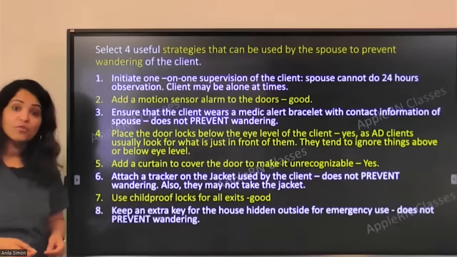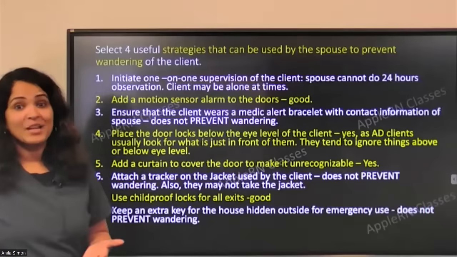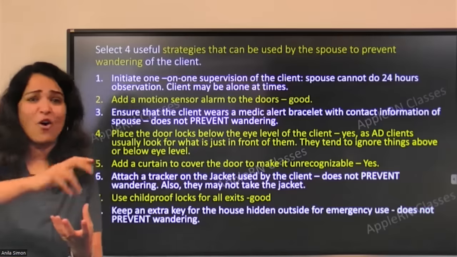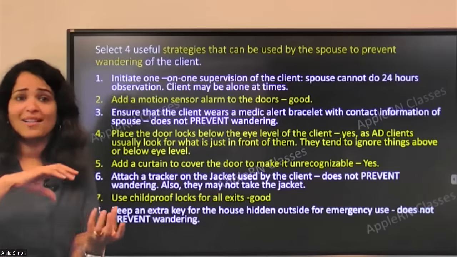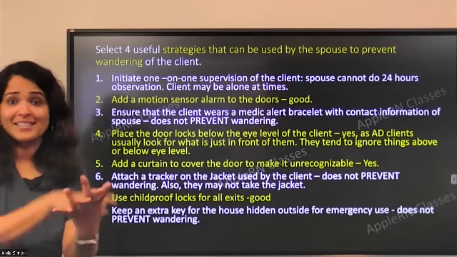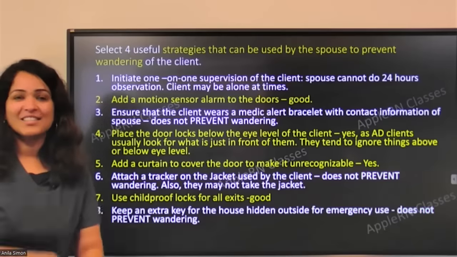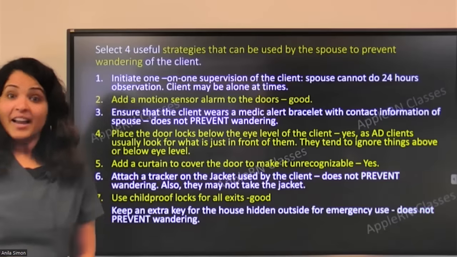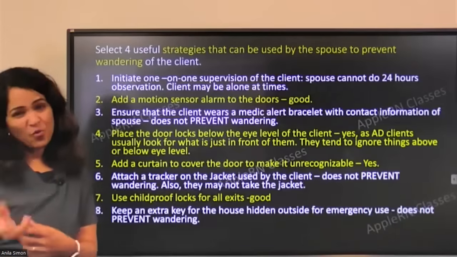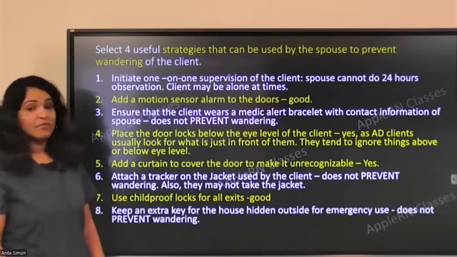Then use child-proof locks for all exits. That's a very good thing to do. And if you are like me, I really struggle with child-proof things, especially even opening a little pill bottle or the doors or the cabinet doors. I have so much trouble when it is child-proof. Sometimes when I go to other houses where they have little children, they have these child-proof locks and stuff. It is so hard. And so it will be very helpful so that the patients won't try to open that easy and go, right?